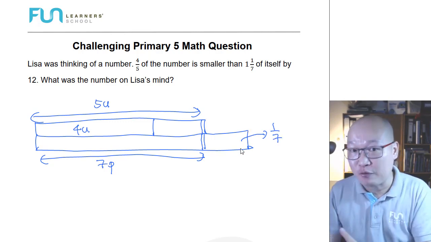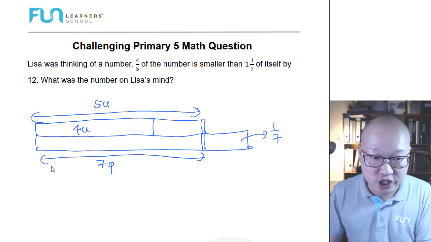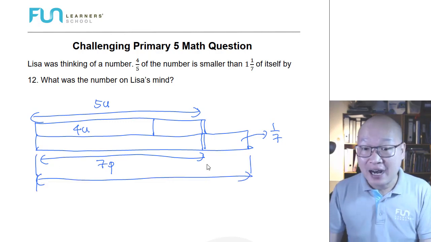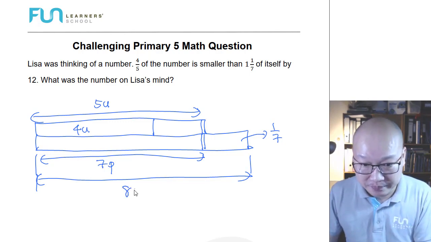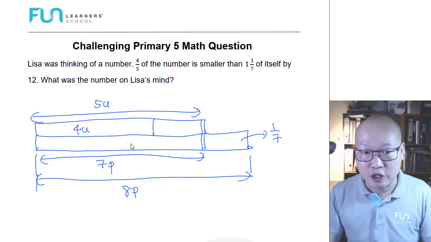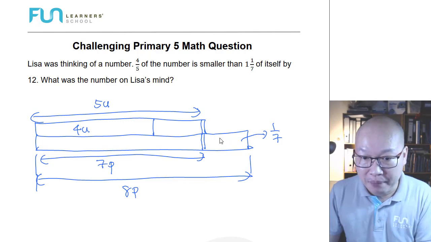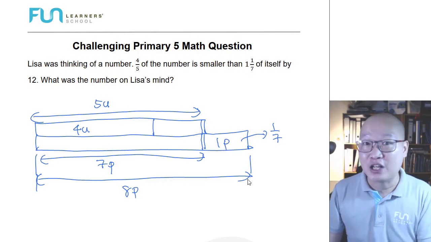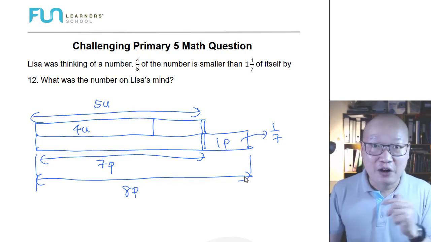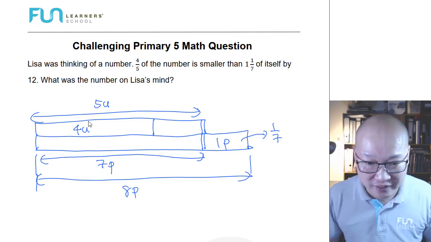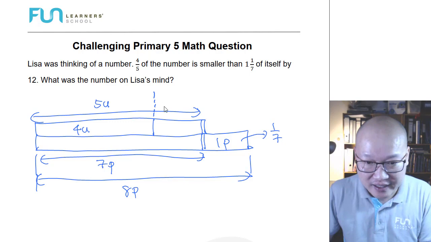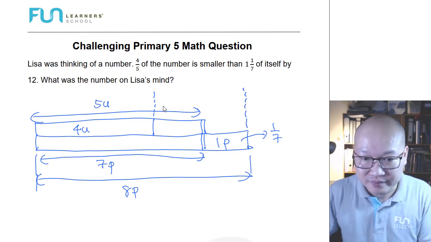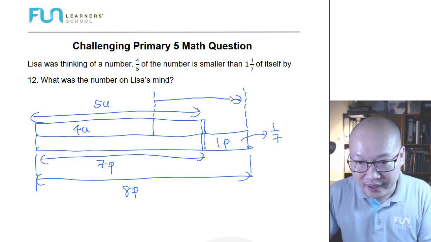At the right side here we have 1/7, which is a fraction. If we are going to convert it to parts, instead of 7 parts, it's going to be 8 parts, because 7 parts plus 1 part here will give us 8 parts in total. Now, when we're going to put 12, we can see that 12 is going to be over here. Can you see that? This is 12.